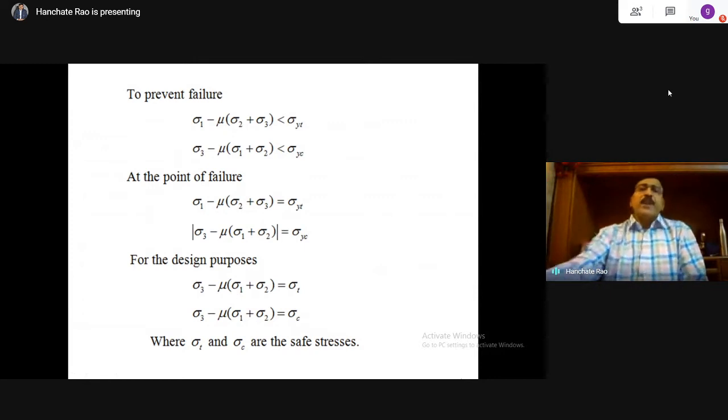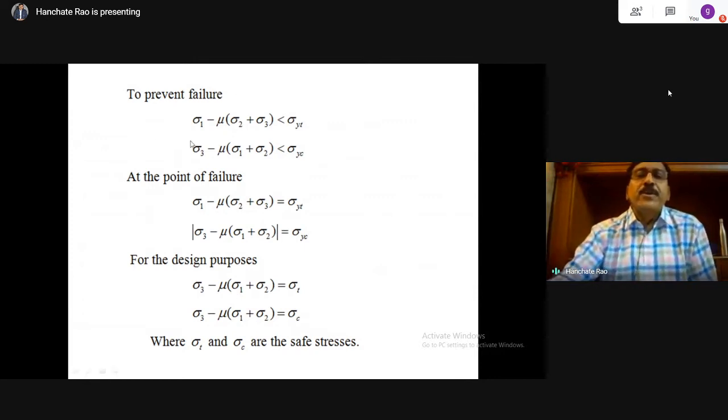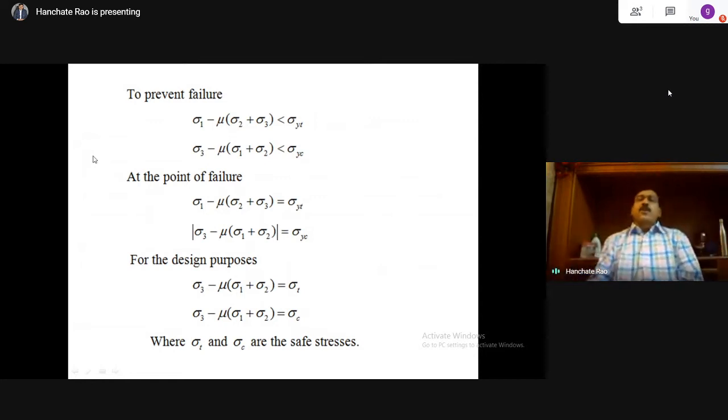So to prevent failure, the left hand side must be less than the strength of the material. So sigma 1 minus mu times (sigma 2 plus sigma 3) should be less than sigma yt, or in compression, sigma 3 minus mu times (sigma 1 plus sigma 2) should be less than sigma yc, that is the yield stress in compression. So see what is the difference now.